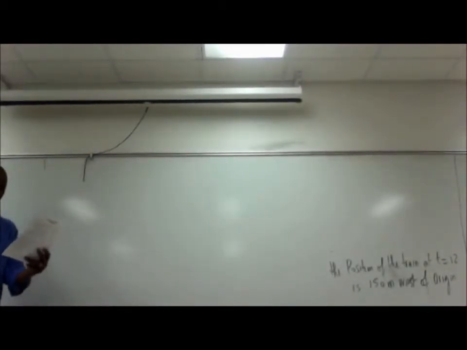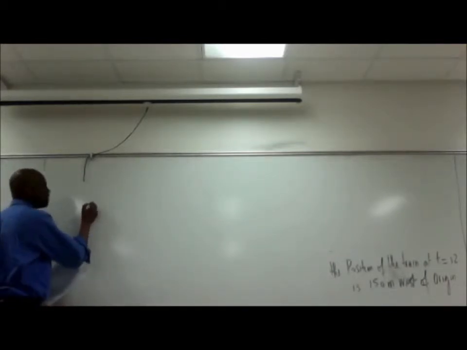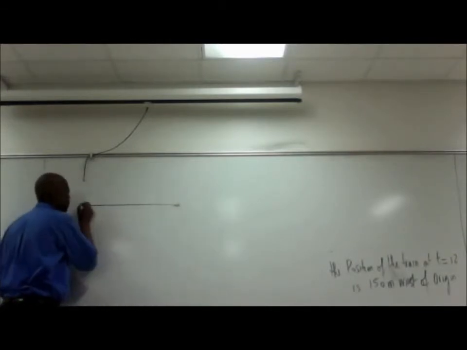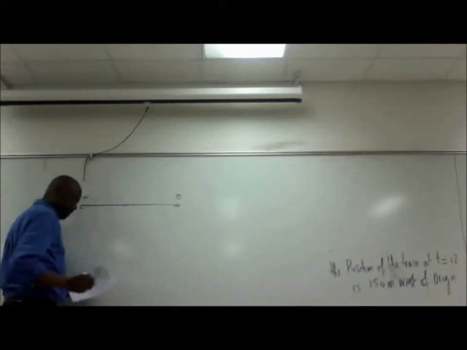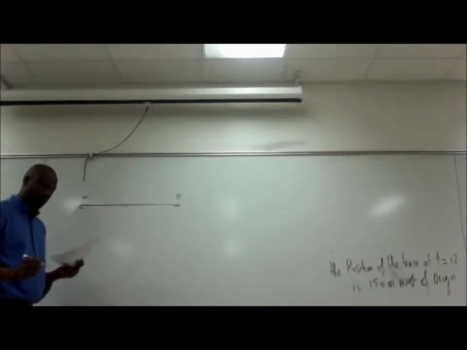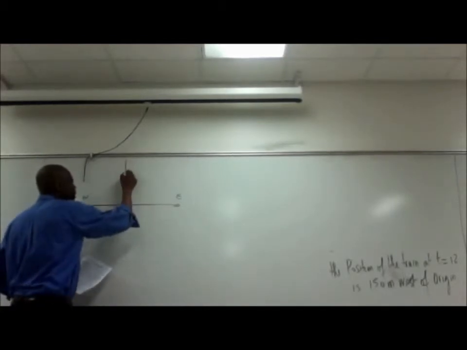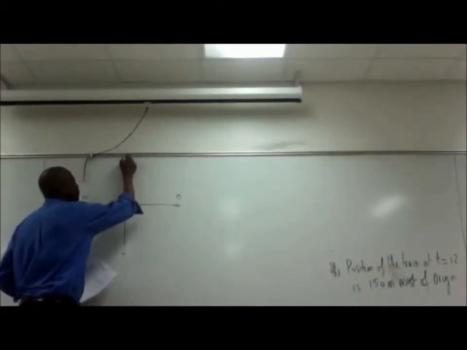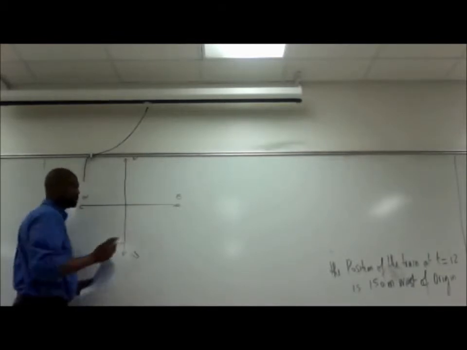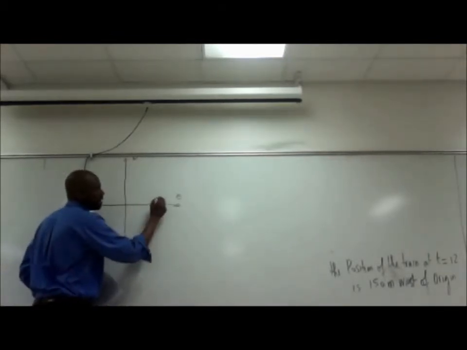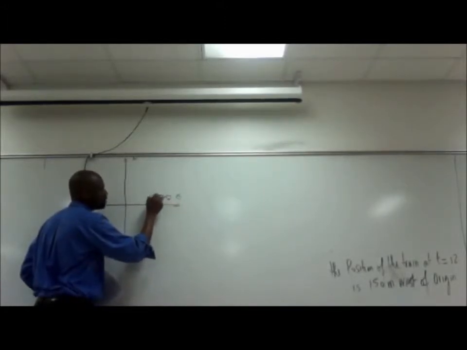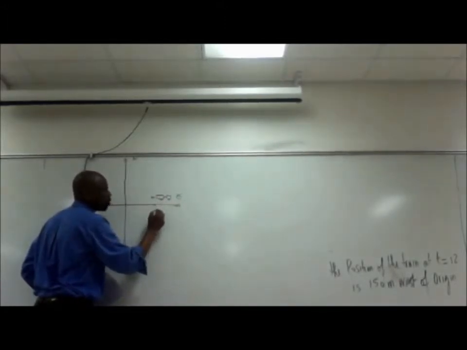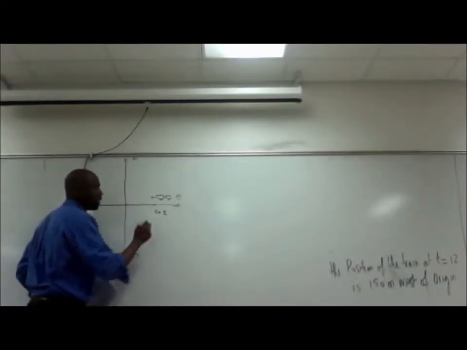Number 4. Now we have a second train. Remember the first train is going from east to west. This is the origin. Now the second train is going from north to south. Our train A is here, going this way. When t equals 2, this one is at 300 meters.